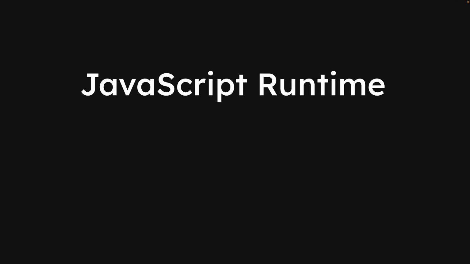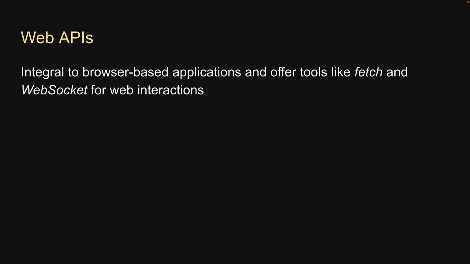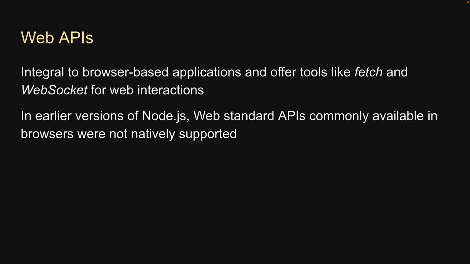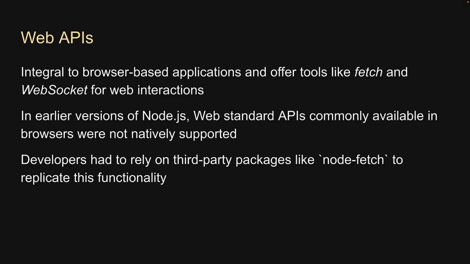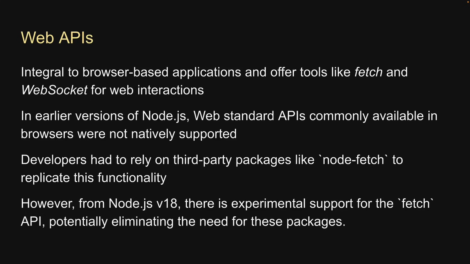For the fourth subtopic, let's discuss web APIs. Web APIs are integral to browser-based applications and offer tools like Fetch and WebSocket for web interactions. While these have become browser standards, their support in server-side environments like Node.js has been inconsistent. In earlier versions of Node.js, web standard APIs commonly available in browsers were not natively supported. Developers had to rely on third-party packages like node-fetch to replicate this functionality. However, from Node version 18, there is experimental support for the Fetch API, potentially eliminating the need for these packages.